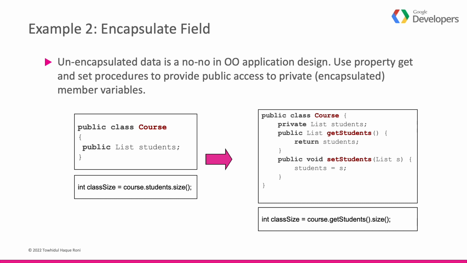For example, previously someone could directly access course.students.size to get the class size, but with encapsulation, we now use course.getStudents().size to retrieve the size, which provides an extra layer of abstraction and encapsulation.